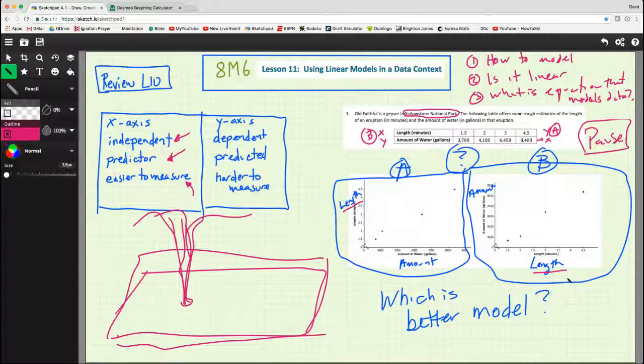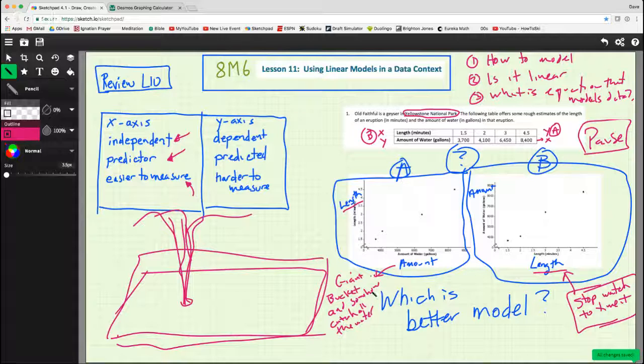Really, the one that's going to be easier to measure is the length, because all you need to do is use a stopwatch to time it. Here, if we want to get the amount of water that came out, it's going to be very hard. We're going to need some giant, I don't know, giant bucket, and somehow catch all the water. So that's one reason that we're going to rule out A. We're going to say that's not our good model, and B is our good model.